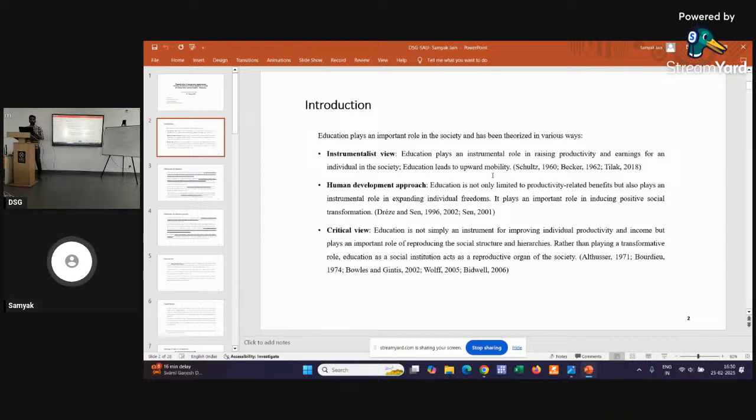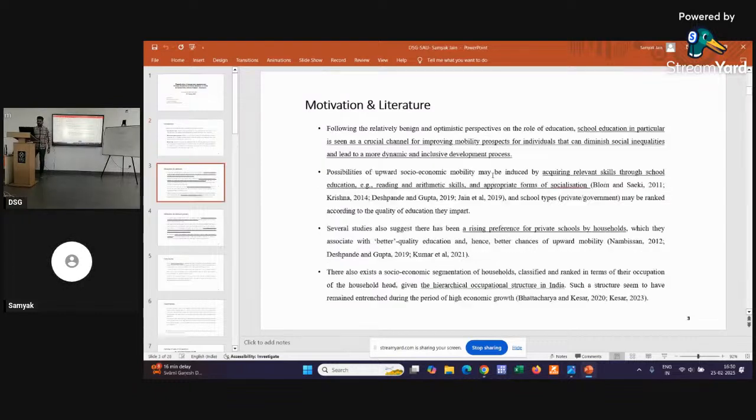The third view, which is a critical view, says that the education system per se might not function in the manner that is expected. It might function to produce hierarchies or reproduce the existing social structure, and education as a social institution might function as a reproductive organ of society. These are just three broad views.